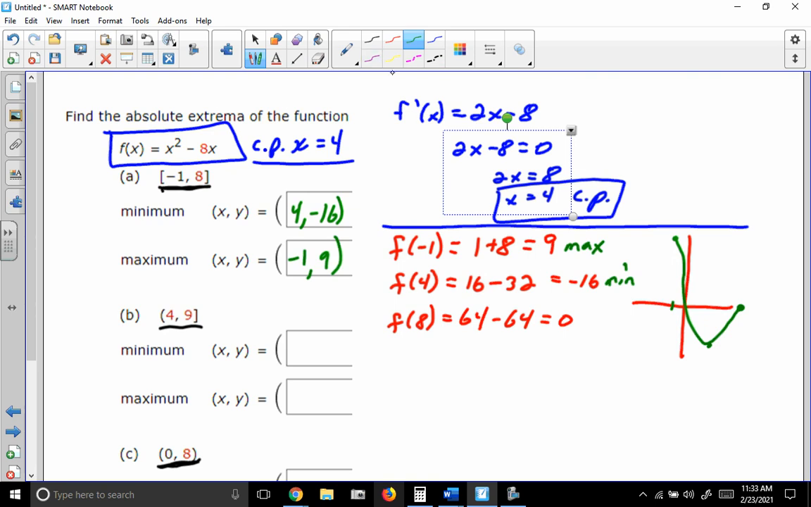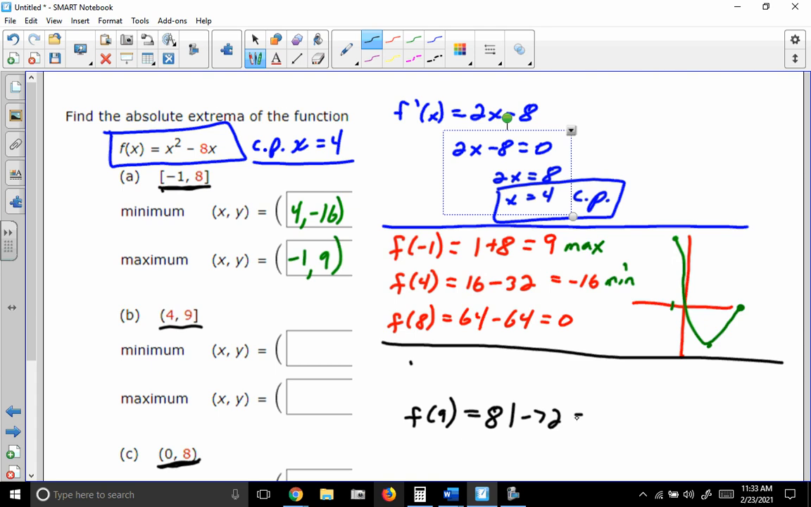Now let's look at part B. Part B goes from 4 to 9, but technically we don't include 4. So let's find f of 9 to begin with. If we put a 9 in, 9 squared is 81. Minus 8 times 9 is minus 72, so we get 9 for that.